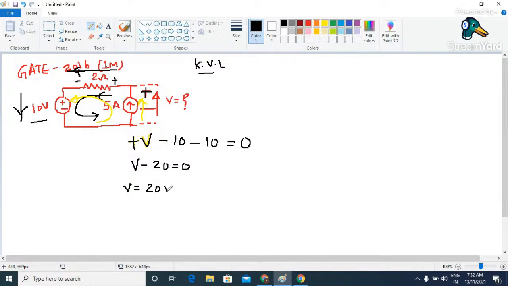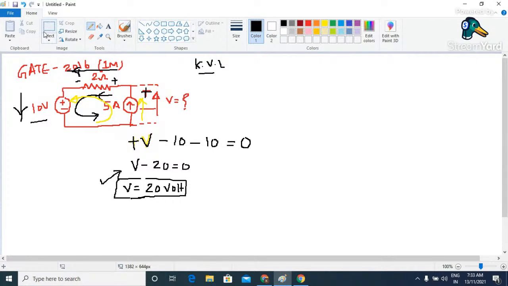So this is our answer, because what is V? V is simply the voltage across this particular active element, and that we have to calculate. So the answer for this question is: the voltage developed across the 5 ampere current source in this circuit is plus 20 volt. I hope this is clear to everyone.